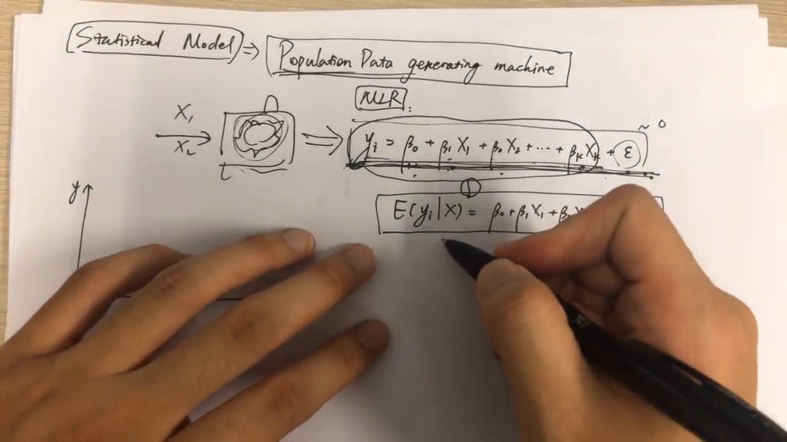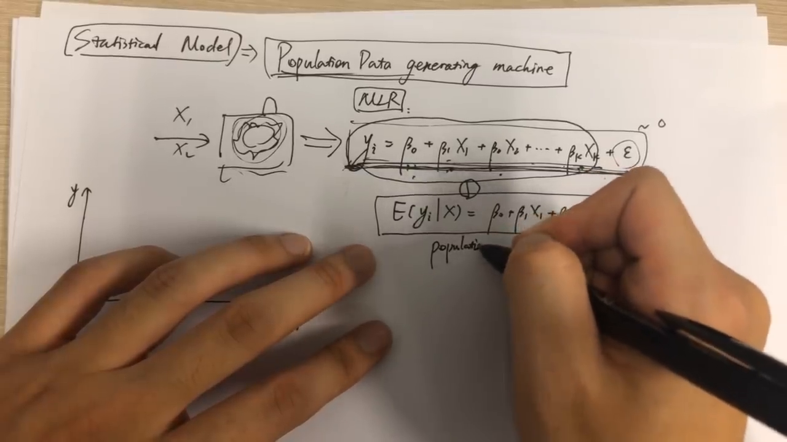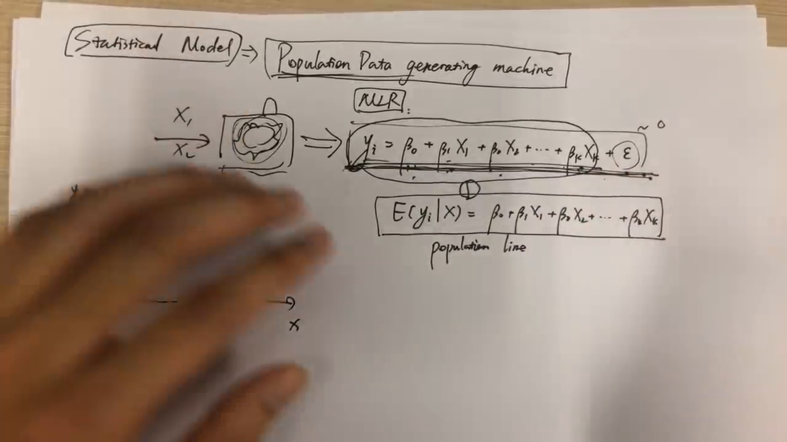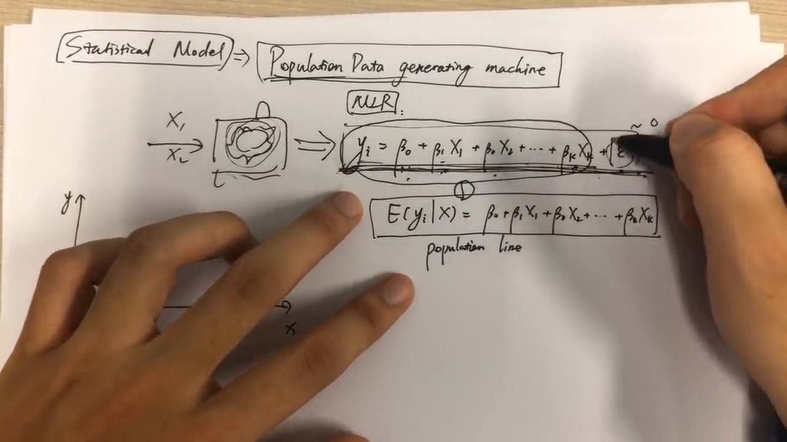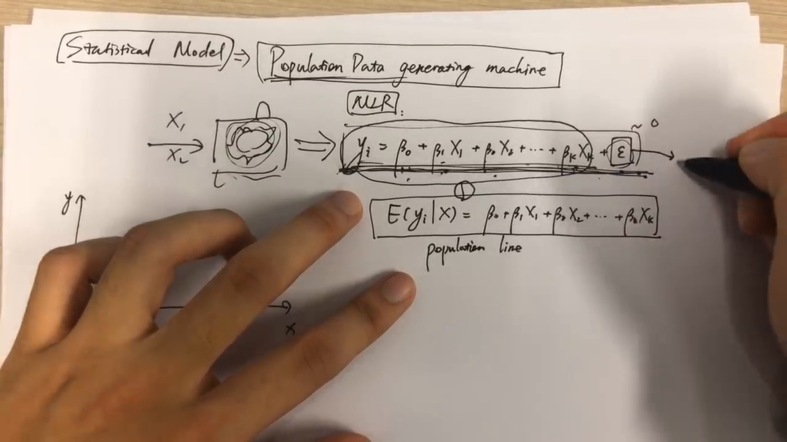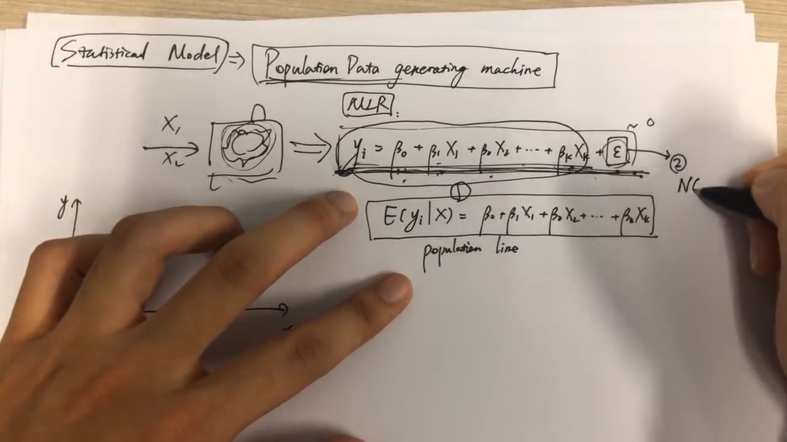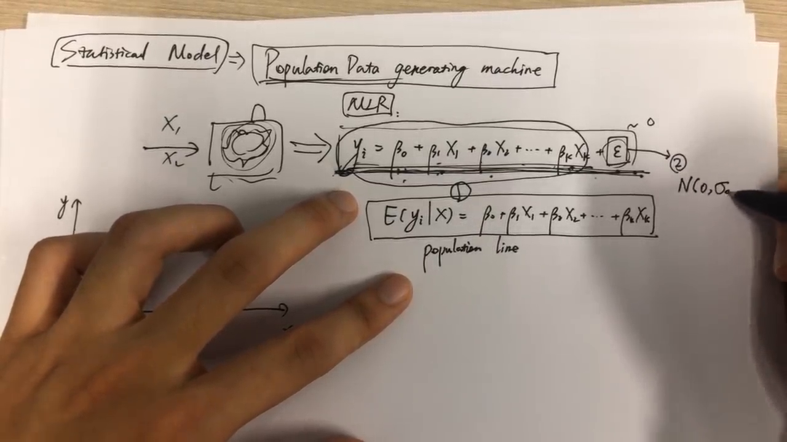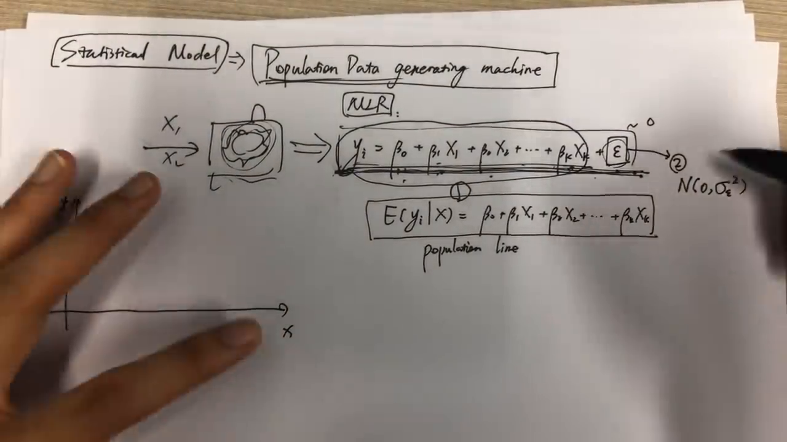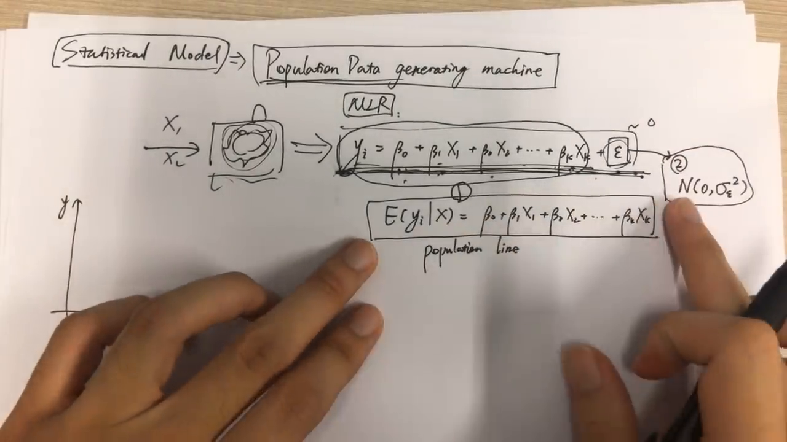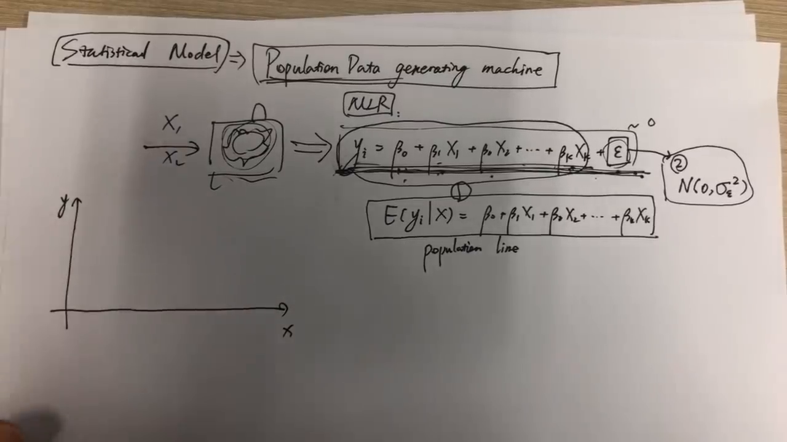We can call this the population straight line, or population regression line, or just the population line. That's the first part in this model. The second part in this model is this error term. This error term is assumed to be normally distributed with mean 0 and a constant variance, sigma epsilon squared. So from those two steps, we can understand how the population data is generated.